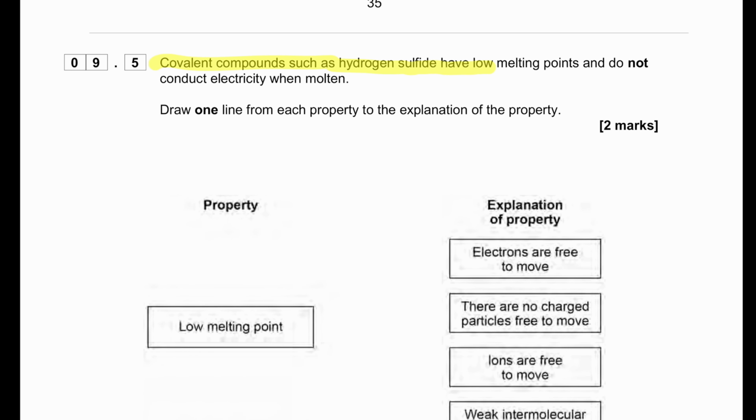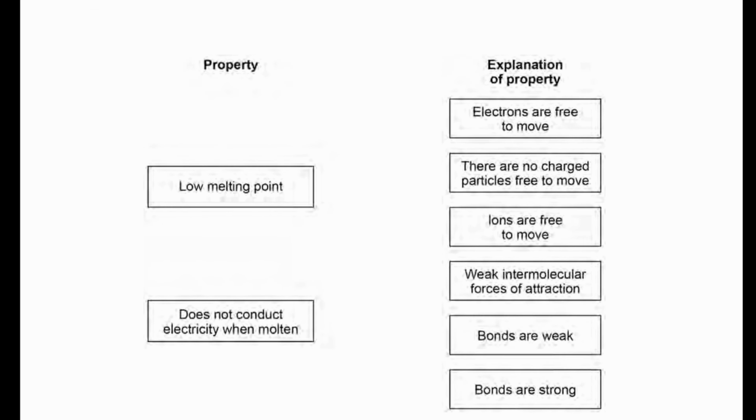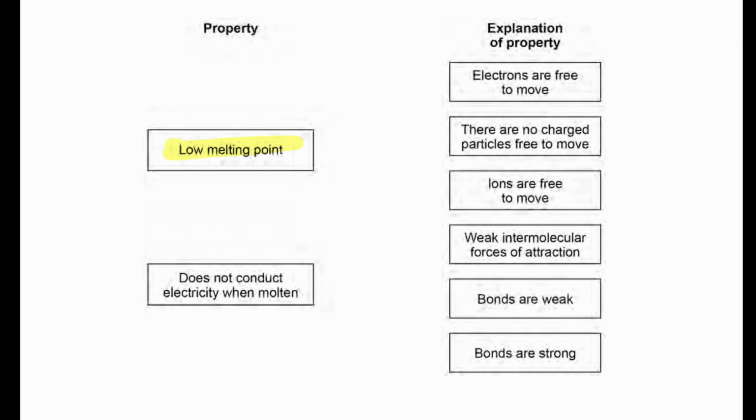Covalent compounds such as hydrogen sulfide have low melting points and do not conduct electricity when molten. Draw one line from each property to the explanation of the property. So, low melting point. Alright, when talking about low melting point, let's see the points.